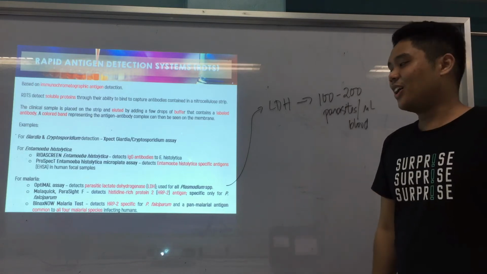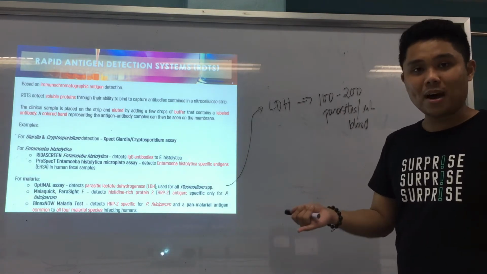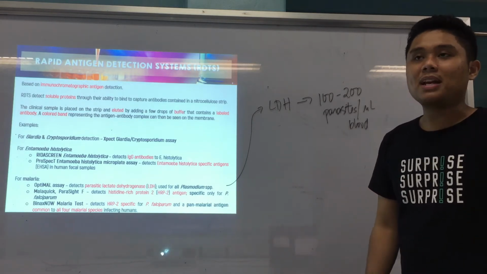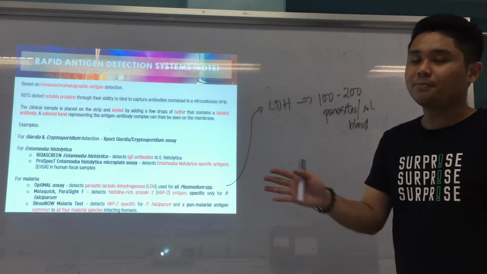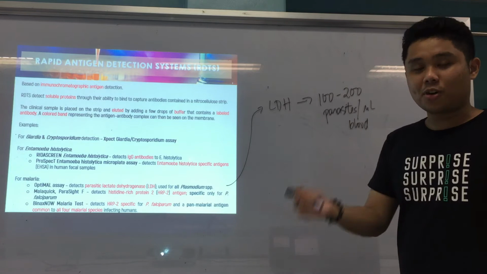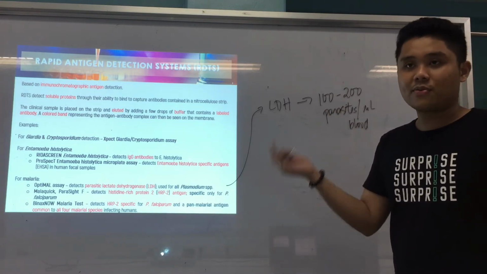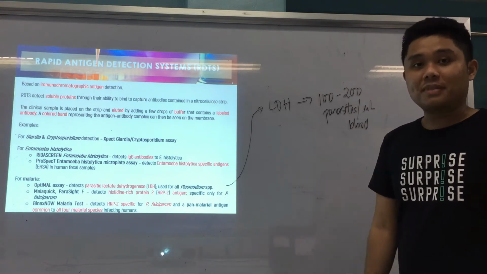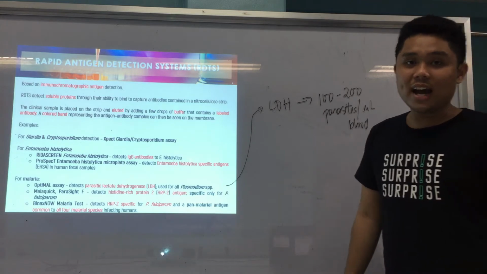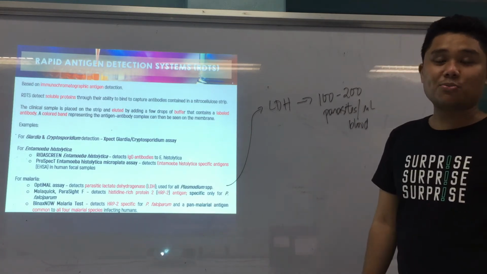And the last one is the BinaxNOW Malaria test. Again, these are brands. BinaxNOW detects HRP2, which is specific for Plasmodium falciparum, and at the same time it also detects a pan-malarial antigen, meaning an antigen common to all 4 species of Plasmodium. So it can detect specific Plasmodium falciparum, and it can also detect infections caused by the other Plasmodium species. So that's the BinaxNOW malaria test. Please take note, lumalabas sa boards. Promise. Not in my board exam, but in previous board exams.